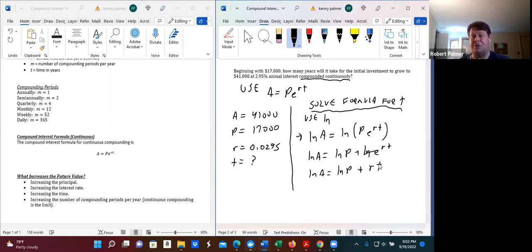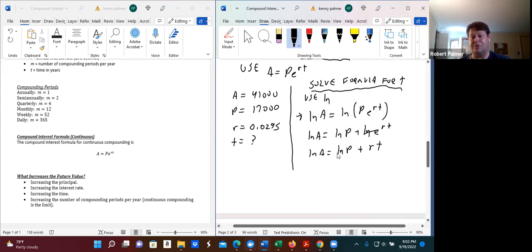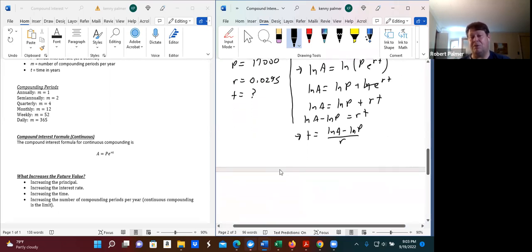Now I want to solve this for T, get T by itself. Remember, these are all just numbers. So subtract natural log of P from both sides. So I have natural log of A minus the natural log of P is equal to R times T. And then finally divide both sides by R. And so I'm going to get T is equal to natural log of A minus the natural log of P, divided by R. That gives me an expression for the time for continuous compounding.